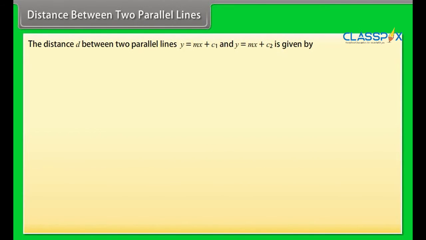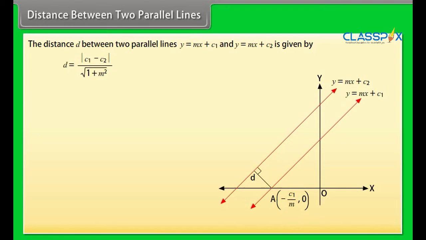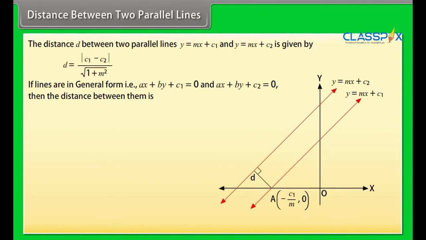Distance between two parallel lines. The distance d between two parallel lines y is equal to mx plus c1 and y is equal to mx plus c2 is given by d is equal to modulus of c1 minus c2 by square root of 1 plus m square. If lines are in general form, that is ax plus by plus c1 is equal to 0 and ax plus by plus c2 is equal to 0, then the distance between them is d is equal to modulus of c1 minus c2 by square root of a square plus b square.